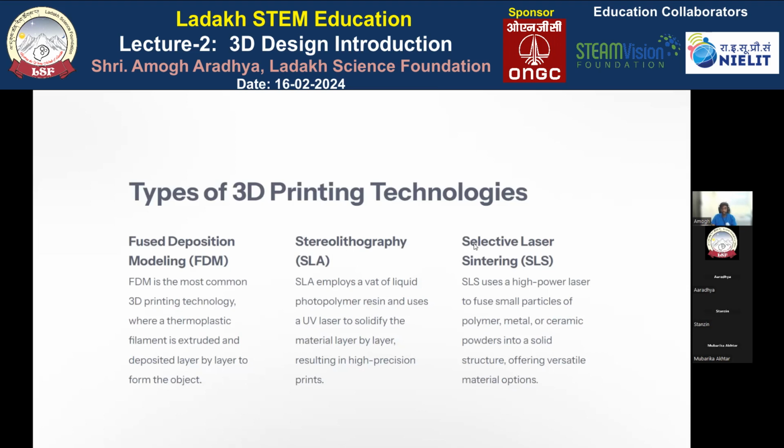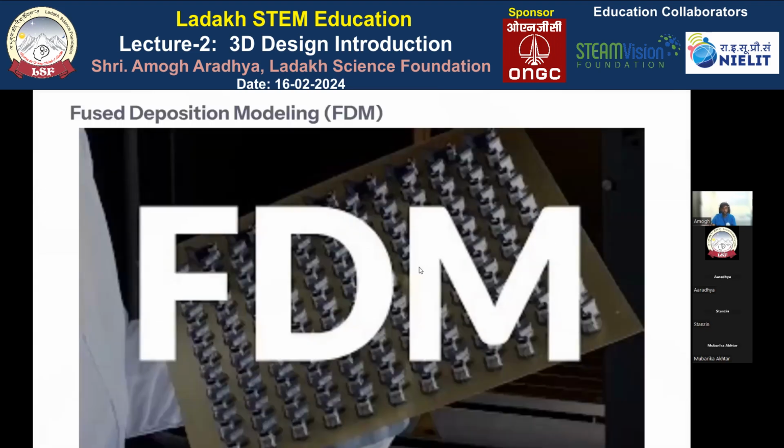And the next is selective laser sintering. It uses a high power laser to fuse small particles of polymer, metal or ceramic powders into a solid structure, offering versatile material options. There is a video of how SLS 3D printing works. It shoots a high power laser onto a surface, and because of the laser, it starts solidifying the layer, and the layers keep adding on, and the model keeps building up. So let's look at the video of how FDM works.